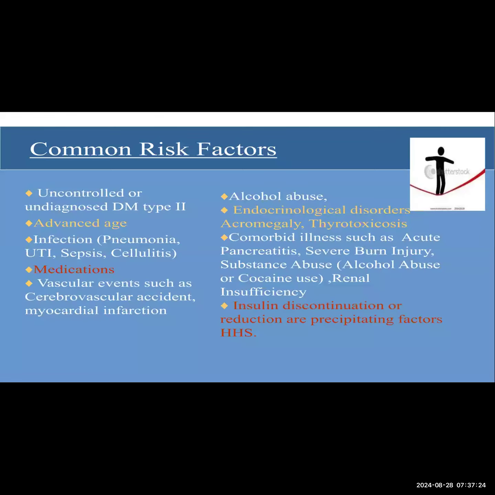There are common risk factors that trigger HHS: uncontrolled diabetes or undiagnosed DM, type 2 DM patients, advanced age, infection, like we see in this index patient who had a UTI. Pneumonia, sepsis, and cellulitis can trigger HHS. Medications, like beta blockers, can also be triggers of HHS. Vascular events such as cerebrovascular accident, myocardial infarction, alcohol abuse, and endocrinological disorders like acromegaly.